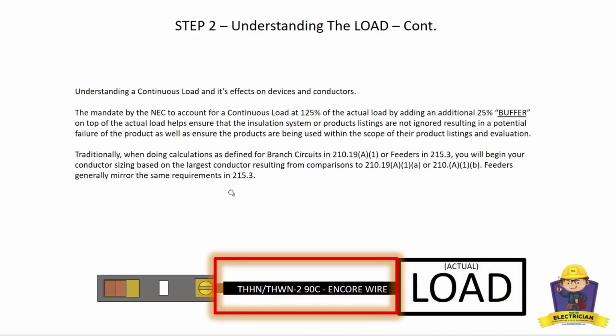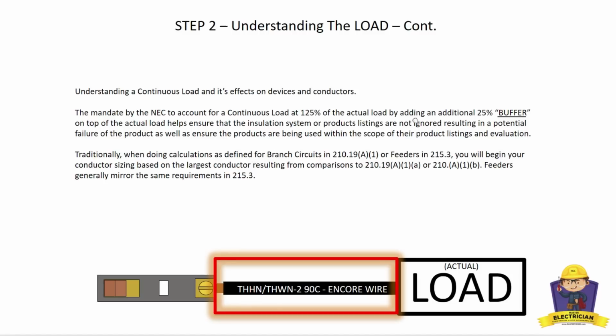Now, understanding continuous load and how it affects devices and conductors is important. There is a mandate by the NEC to account for continuous load at 125% of the actual load, and it does that by adding an additional 25% buffer on top of the actual load. In our case, the 39 amps we've been talking about, or 35 amps, whichever one we want to do, that is the actual load. In order to calculate it for a continuous load, we would have to add an additional 25% buffer. So an easy thing to do is to take the actual load times 125%, or 1.25, and now we get the calculation that's being demanded of us by the code for continuous load.